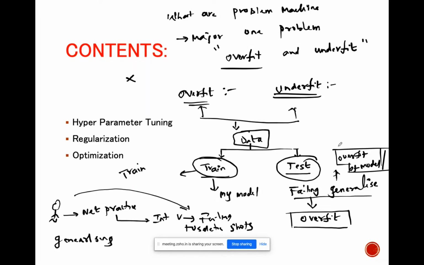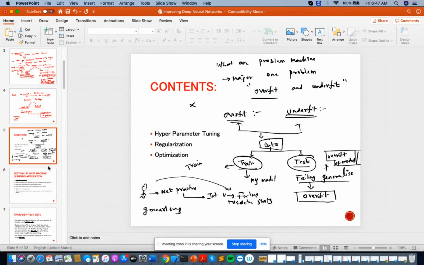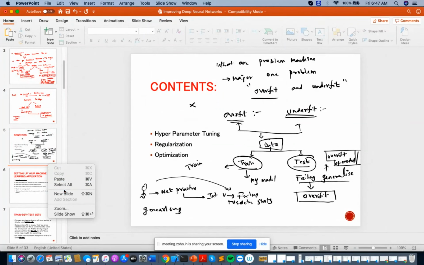On the reverse side, underfit. We will see the underfit. Right, sir. Now tell me, underfit. What is the underfit?